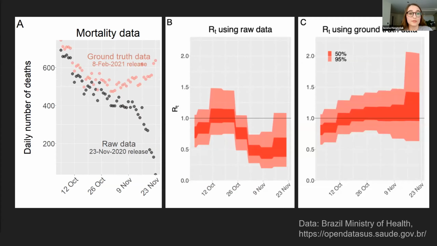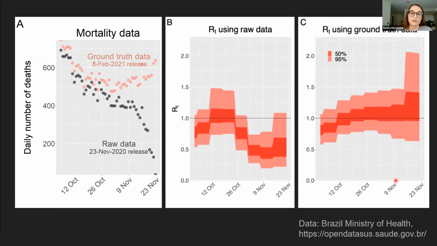But looking at the same time series 3 months later, after multiple updates in the database, it turns out that the daily numbers of deaths, shown here with the pink dots, were much higher and actually were increasing. If we calculate R again on the right, you can see that R was probably way over 1. So the epidemic was increasing, and perhaps more restrictions should have been implemented at the time. That shows a common problem in monitoring any epidemics.